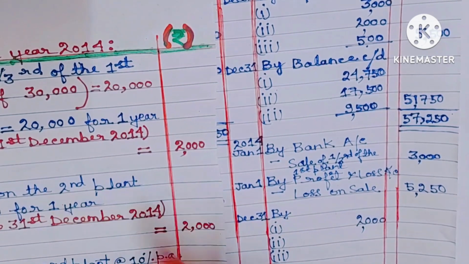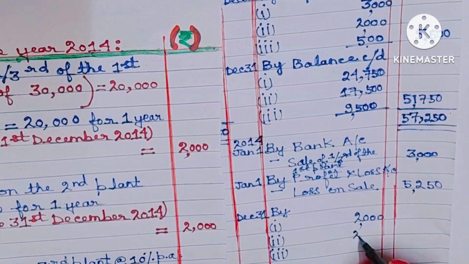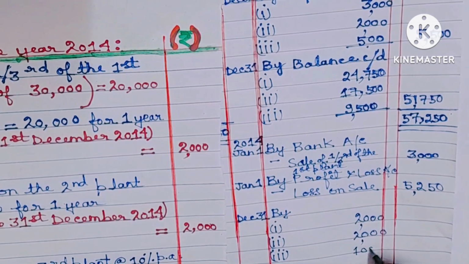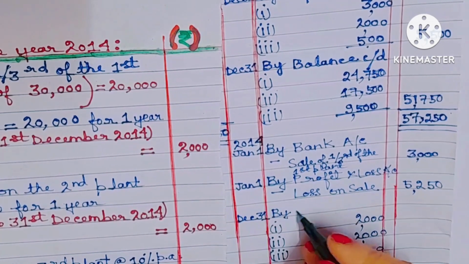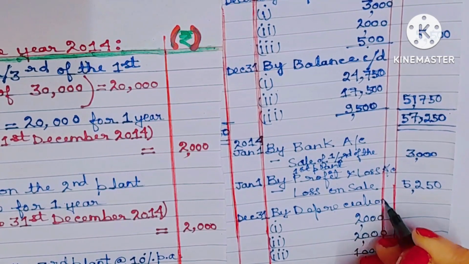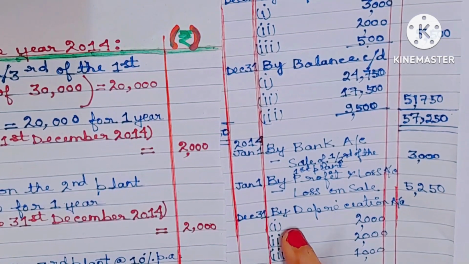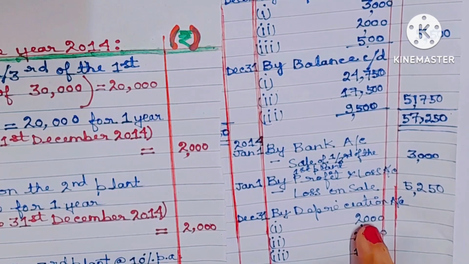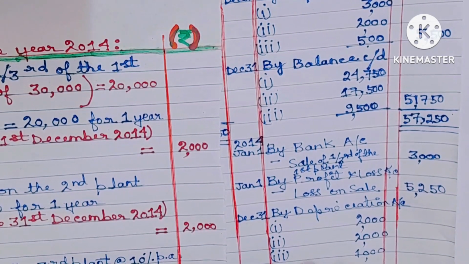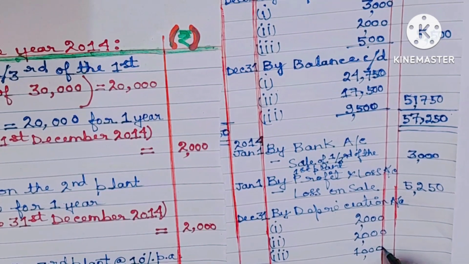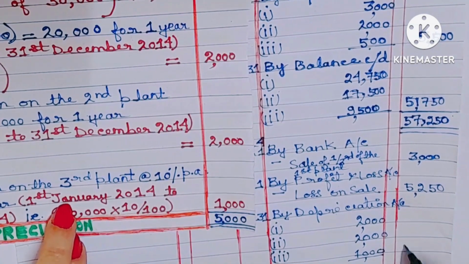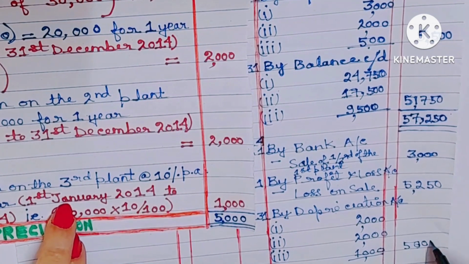Depreciation on the second plant 2,000. Depreciation on the third plant 1,000. This is for the year. We'll have to write by depreciation account. Okay, we have to write by depreciation account. So depreciation on the 2/3 of the first plant is 2,000. Depreciation on the second plant is 2,000. Depreciation on the third plant is 1,000. Understood? On 31st December 2014. If you add up this, we'll get 5,000. This is the total depreciation.